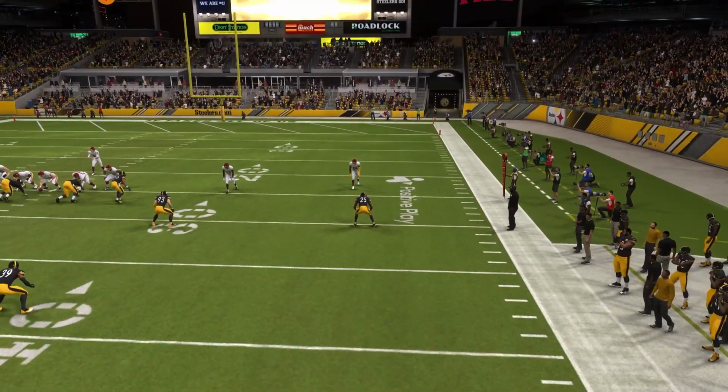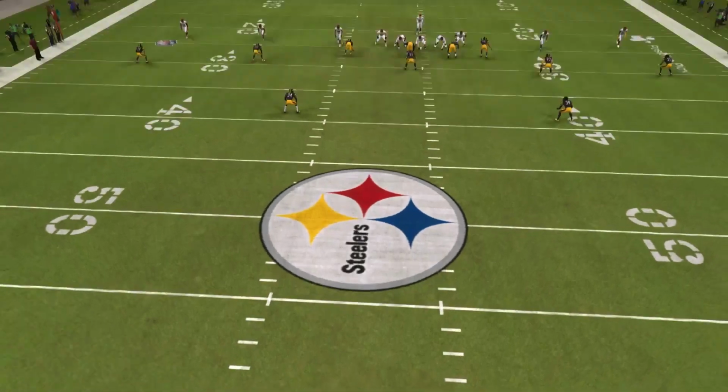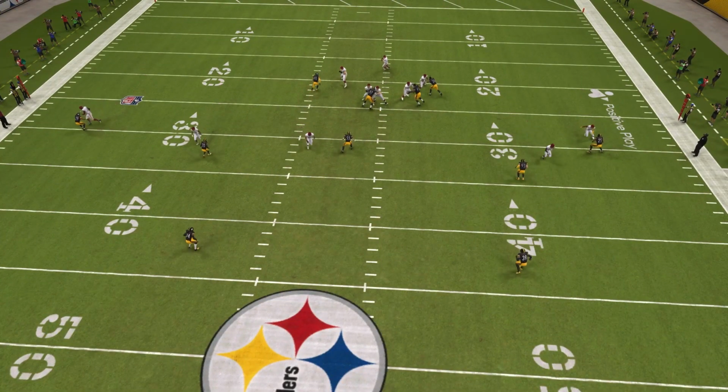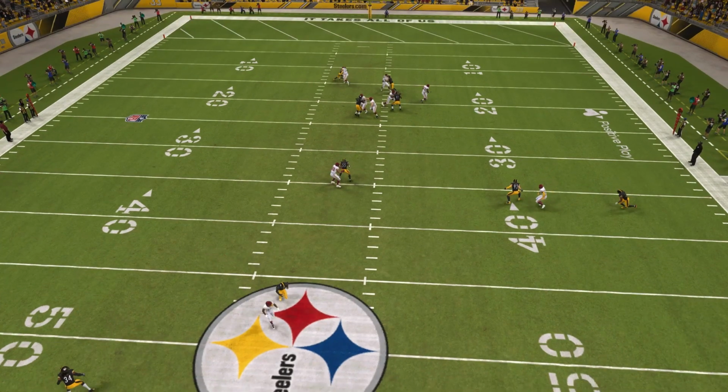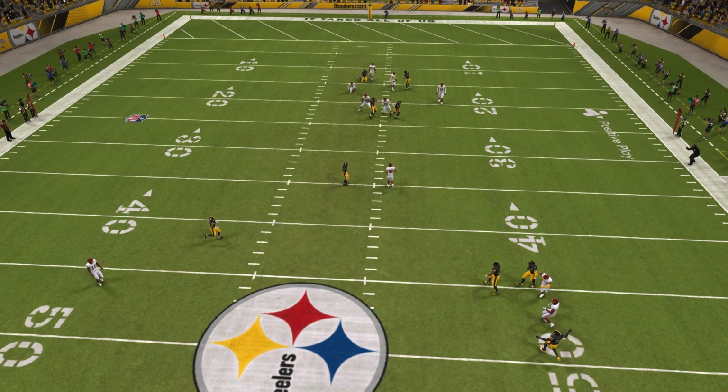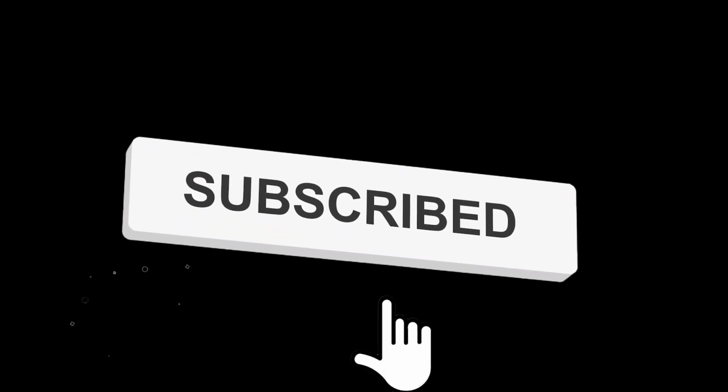Interesting. Why is this coverage playing so well? Please explain that, with pass coverage at 10 and pass reaction time at 5. This confuses me, folks.